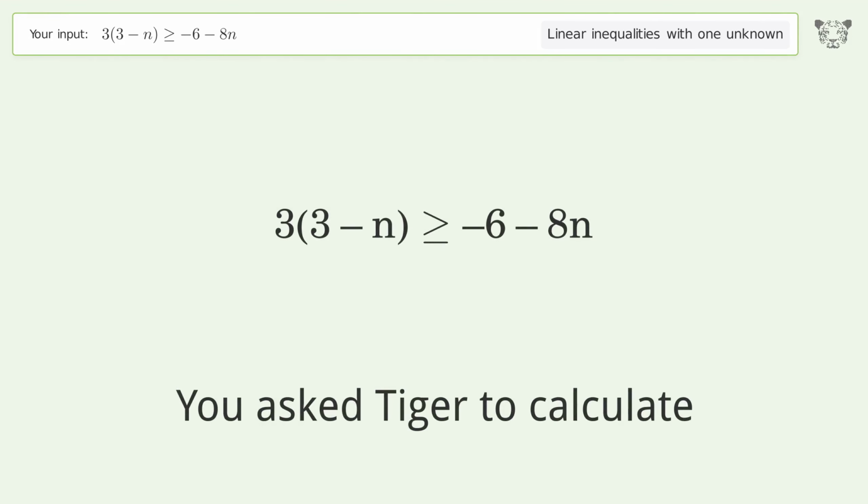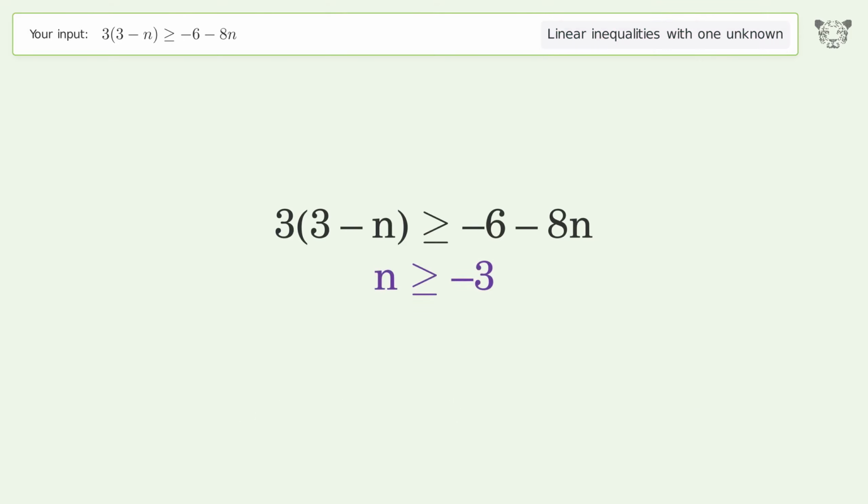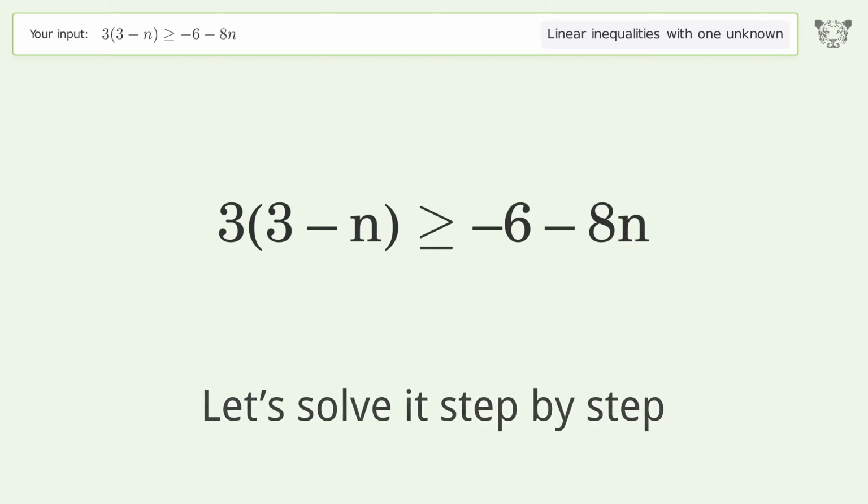You ask to calculate. This deals with linear inequalities with one unknown. The final result is n equal or greater than -3. Let's solve it step by step.